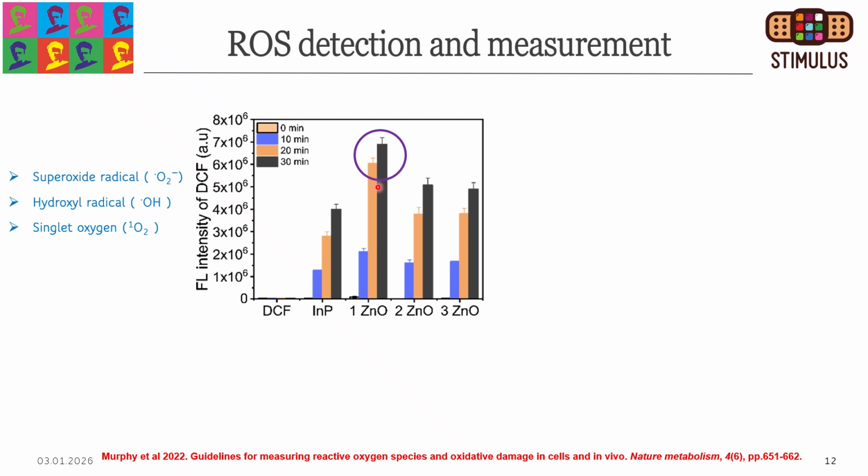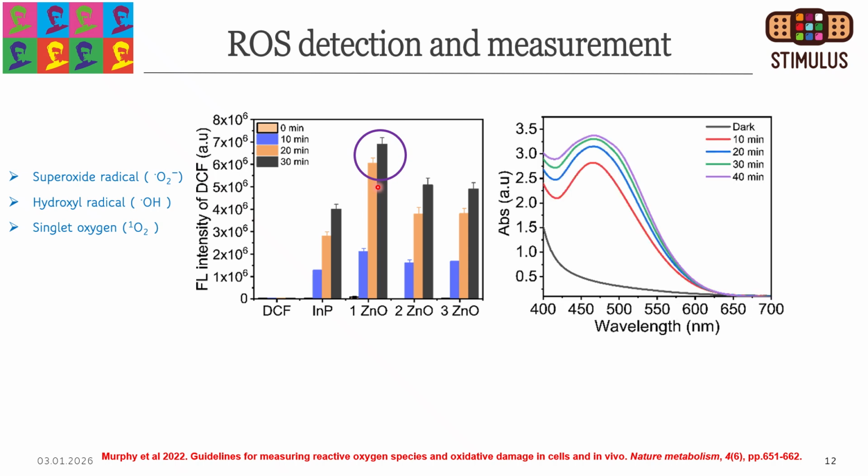But I already discussed that this DCF is sensitive to all ROS species, and we don't know which ROS species we are generating. So further, we perform specific ROS detection. For the superoxide radical, we use the XTT assay, and when XTT reacts with the superoxide radical, it generates XTT formazan, which shows absorbance at 470 nanometers.